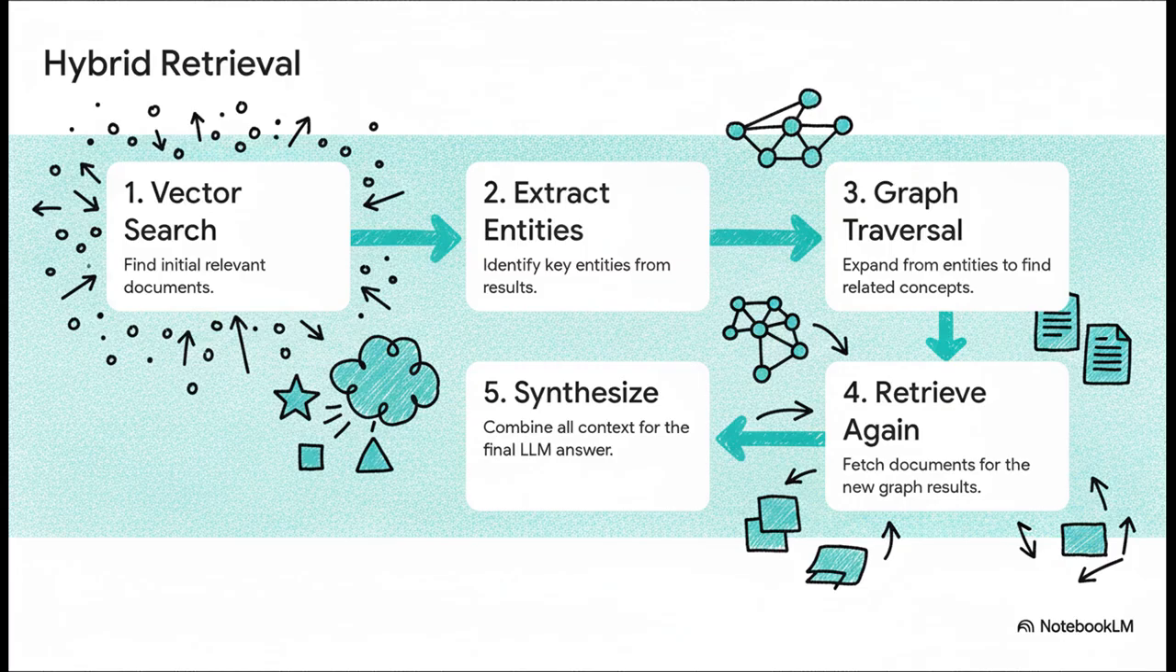Okay, so here's how it works. Step 1, a normal vector search kicks things off to get us into the right neighborhood. Then, from those first results, we pull out the key entities. And now, here's the magic.